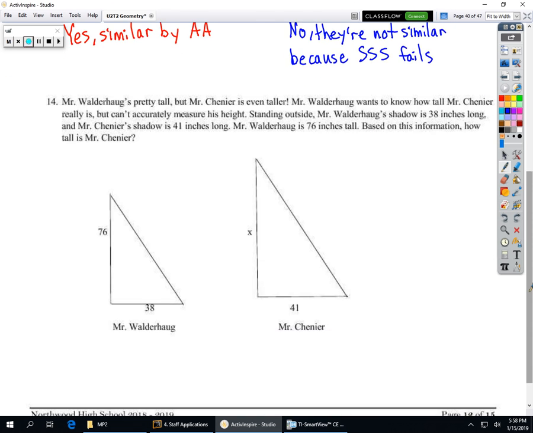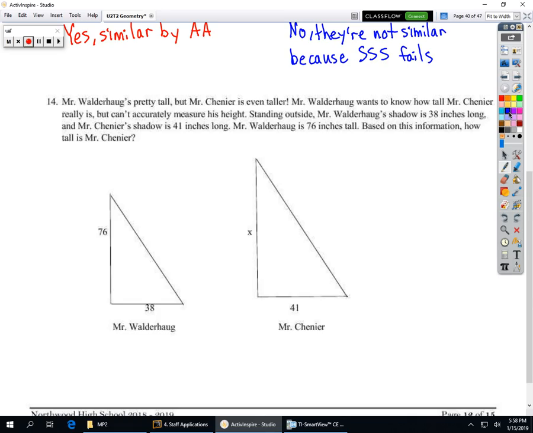All right, we got a word problem here. Mr. Walderhog's pretty tall, but Mr. Chenier is even taller. Mr. Walderhog wants to know how tall Mr. Chenier really is, but can't accurately measure his height. So we have this diagram to figure out how tall they are.